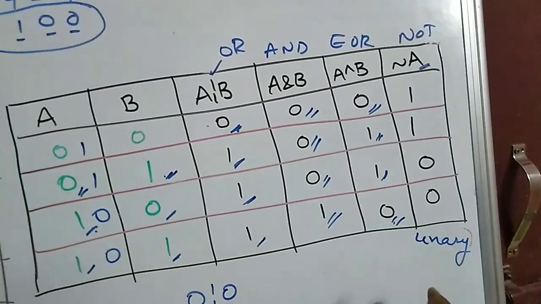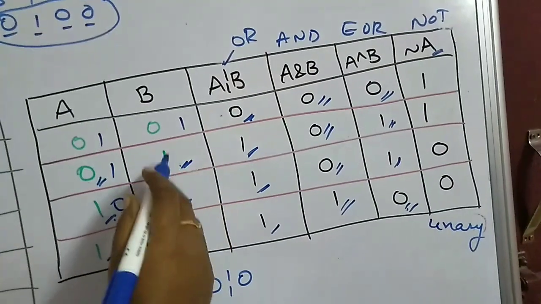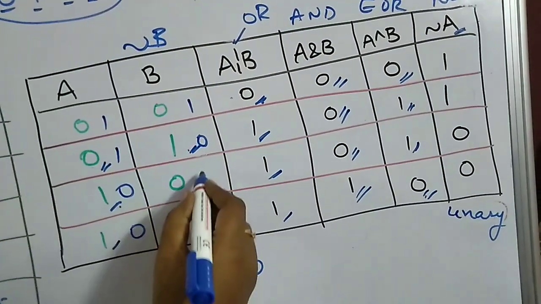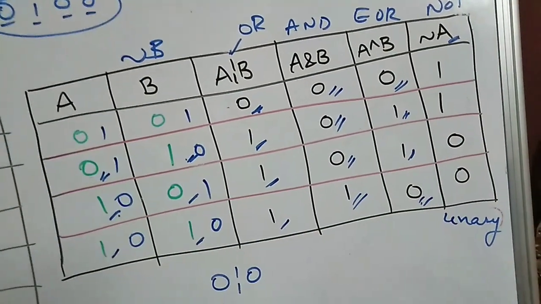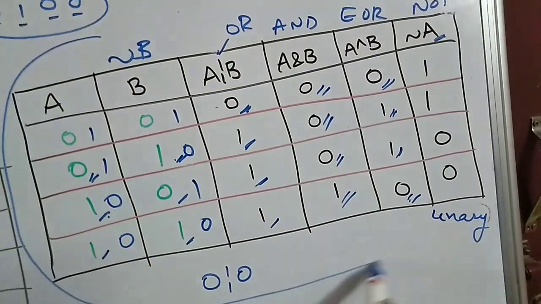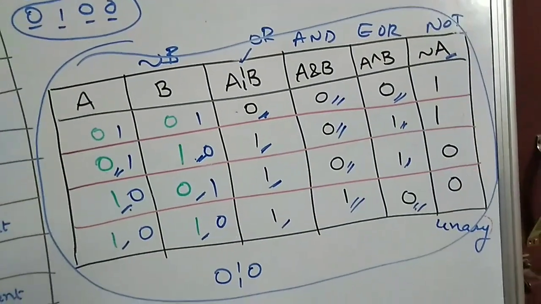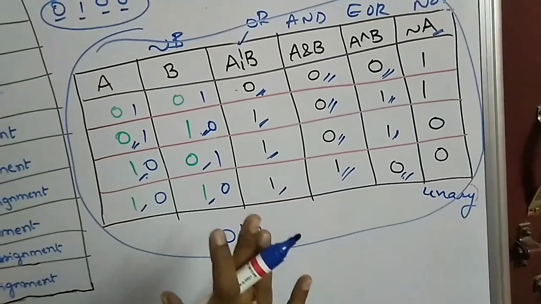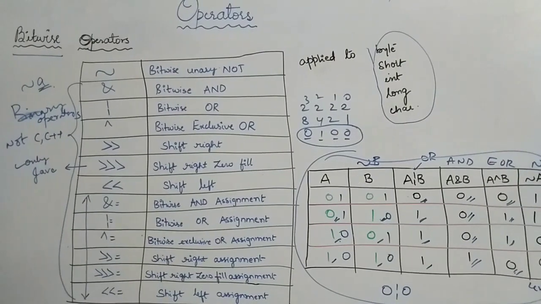1 1 0 0. For B, what will happen? This 0 will become 1, and 1 will become 0 if I am just saying negation of B. So like that you can apply it on one operand. It is very important that you remember this table, because this is also considered the truth table of your logical operations. We will see certain examples of these bitwise operators.